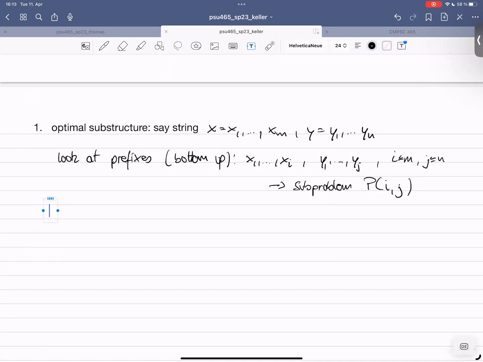And now let's try to come up with an ordering of these subproblems and a relation that tells us how to solve one problem based on solutions of these subproblems. And useful is the following insight. Let's say that we have solved Pij, so the problem of aligning a prefix of length i in x and a prefix of length j in y, just denoted Pij. Then let's look at the very last column of this alignment.